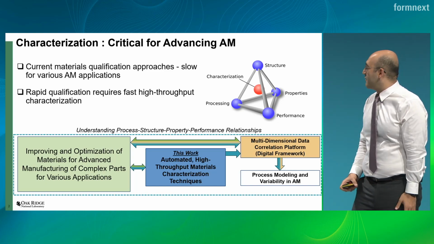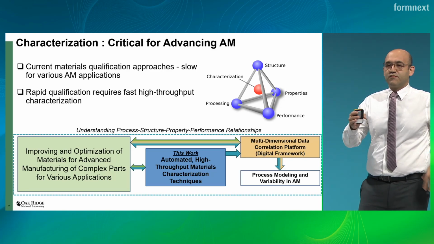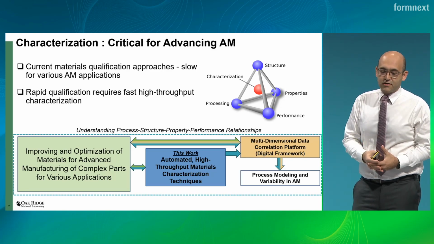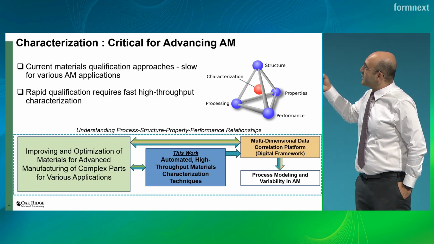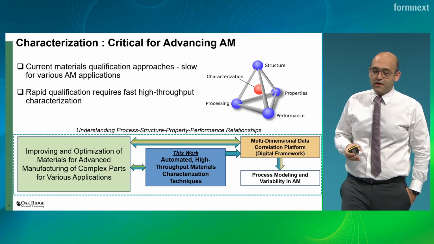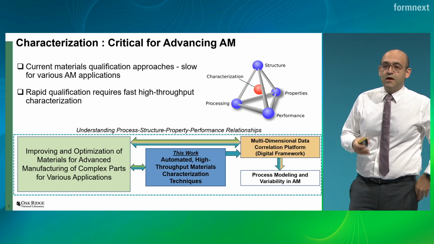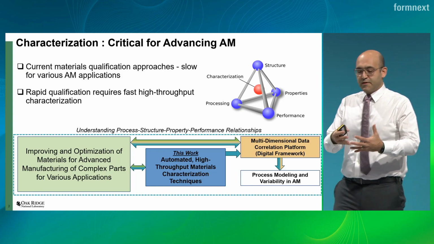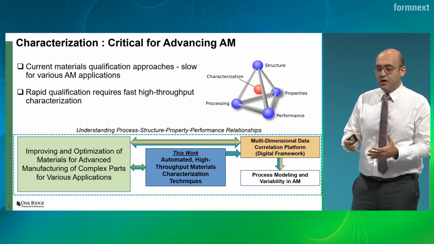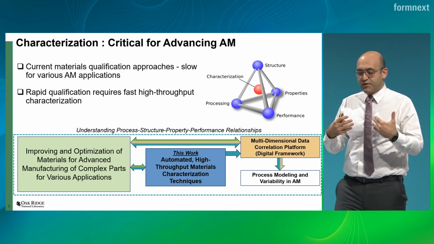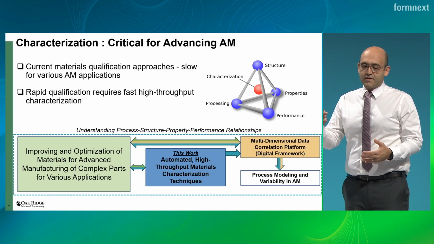At Oak Ridge National Lab, we have several groups that are working together to achieve this understanding. We have a group of material scientists who work on improving and optimizing the materials for advanced manufacturing of complex parts. They talk with us, they design the experiment. Our work is on automating the high-throughput characterization. So we get those designs of experiment and print and characterize them.